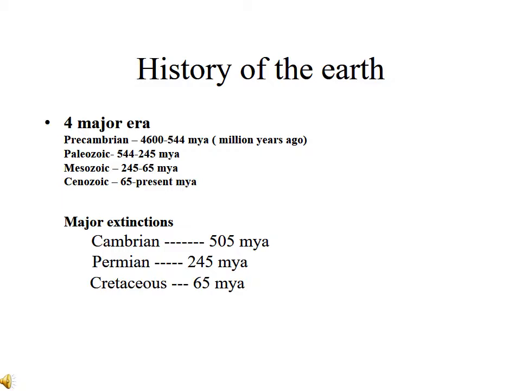Now, we can look at the history of life on Earth, and we can break it down into four major eras. The Precambrian era, which began about 4.6 billion years ago and carried through 544 million years ago. The Paleozoic era, which started at 544 million years to 245 million years. The Mesozoic era from 245 to 65 million years. The Cenozoic era about 65 million years ago to the present time.